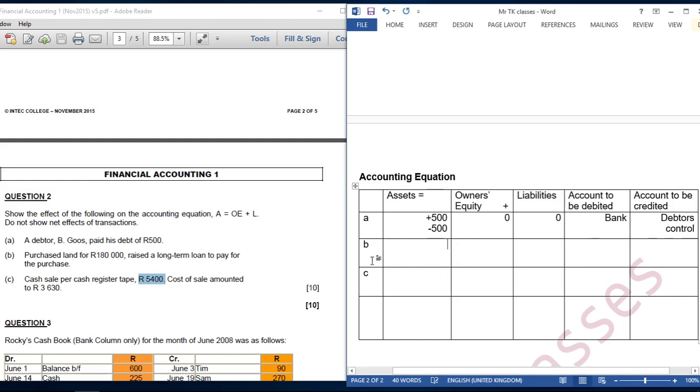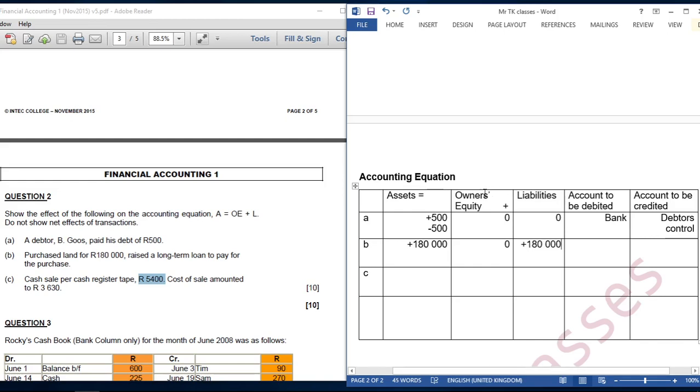Then we move on to B. Purchase the land for 180,000. So we are going to have an asset called the land, right, for 180,000? Then which other account is affected? Raised a long-term loan to pay for the purchase. So which account is affected? Loan account. And loan is a liability. Our liabilities are increasing with 180,000.